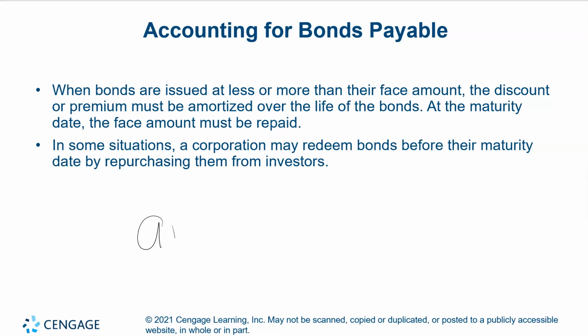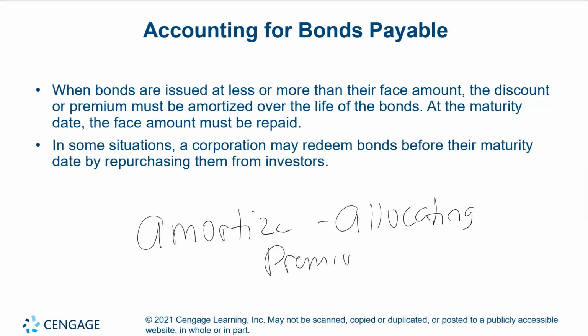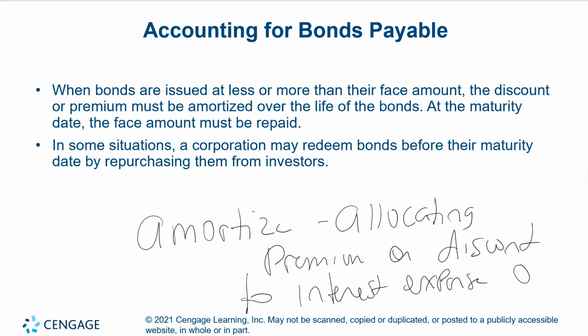But for right now, I just want you to know that amortize means that we will be allocating premium or discount to interest expense over the bond life. I want you to revisit that definition a few times after we show you some examples so that it can make sense.